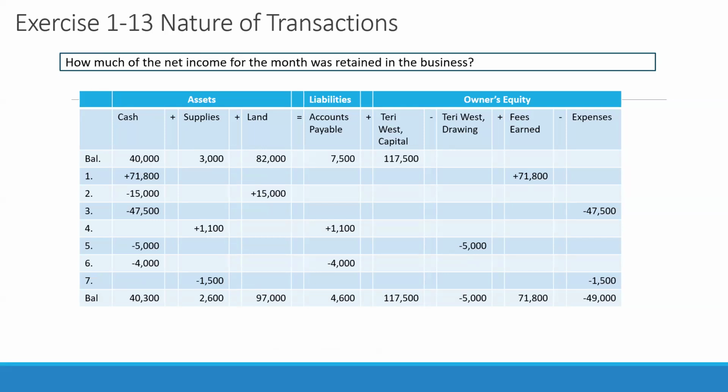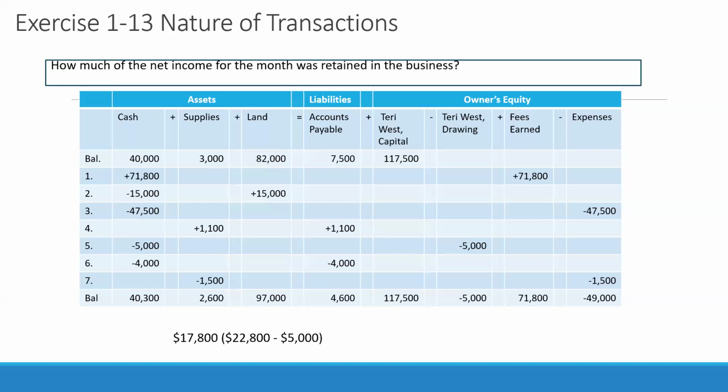How much was retained in the business? So that's your change in owner. The amount retained in the business is your net income minus any withdrawals by the owner, which would be the net income we calculated before of 22,800 minus the 5,000 that the owner took out of the business.